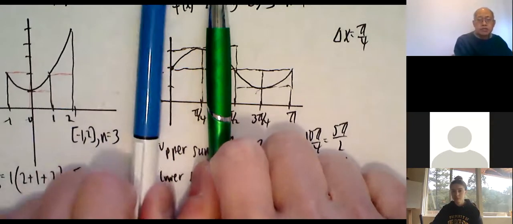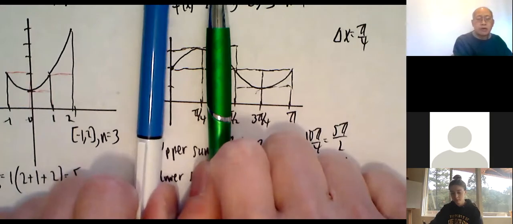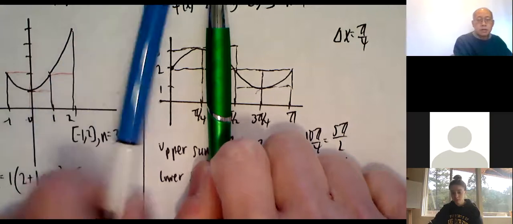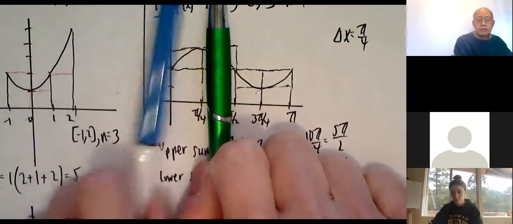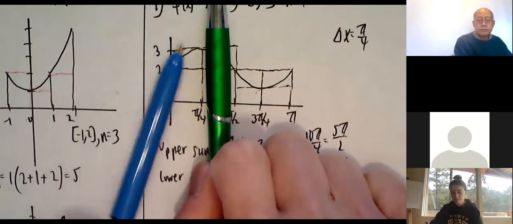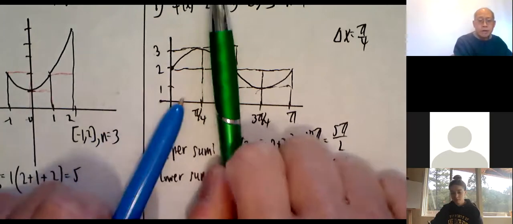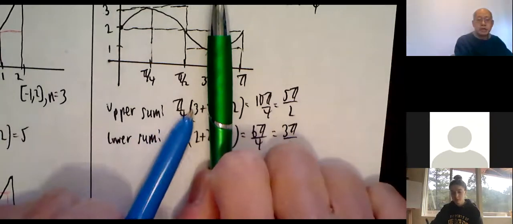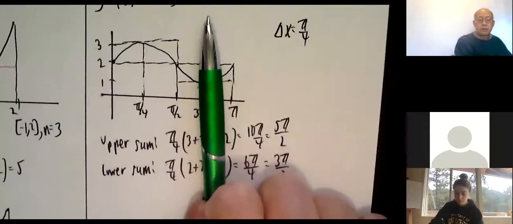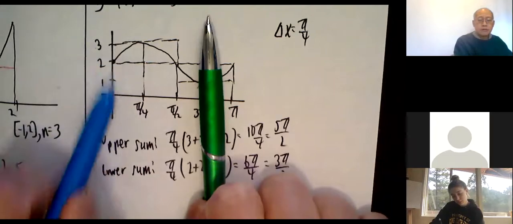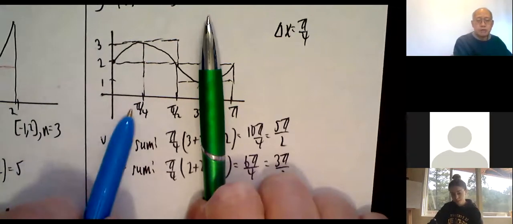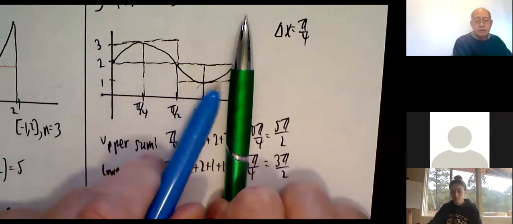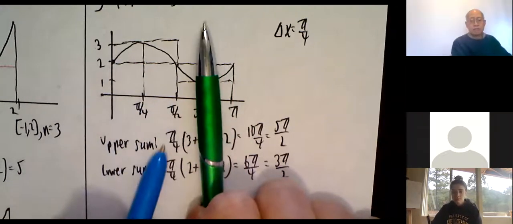Right. So which function value should I pick for a lower estimate? 2. How about the upper estimate? 3. Okay, so between 0 and pi over 4, for the upper sum, I'm putting 3, and the lower sum is 2. One more time, for that first interval from 0 to pi over 4, remember we're doing base times height, base times height, base times height, base times height. All the bases are the same, pi over 4.